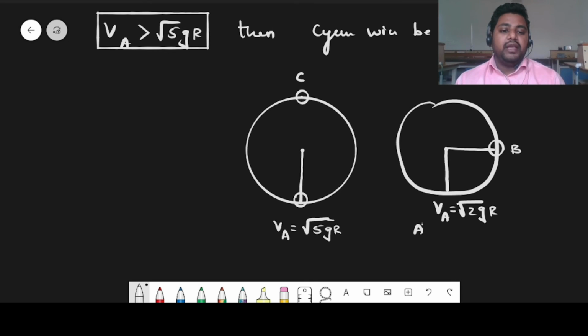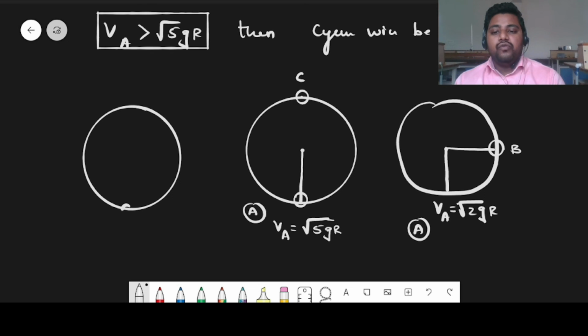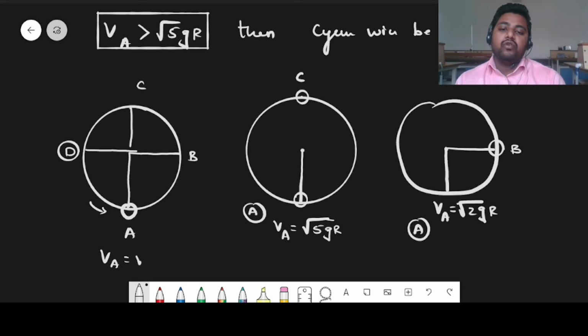This is point A and this is also point A. If it has to go from point A to again point A, coming in this direction, then, with this as point B, this as point C, and this as point D, the initial velocity that you have to give if you want to complete the cycle is equal to root 5 gr.